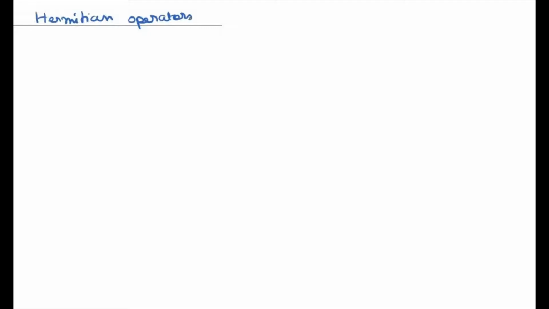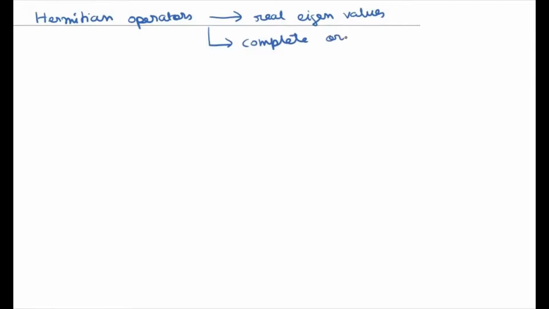Which means the operators in quantum mechanics are Hermitian operators. So we have Hermitian operators which give us real eigenvalues, and the second thing is that they give a complete orthogonal set of eigenstates.